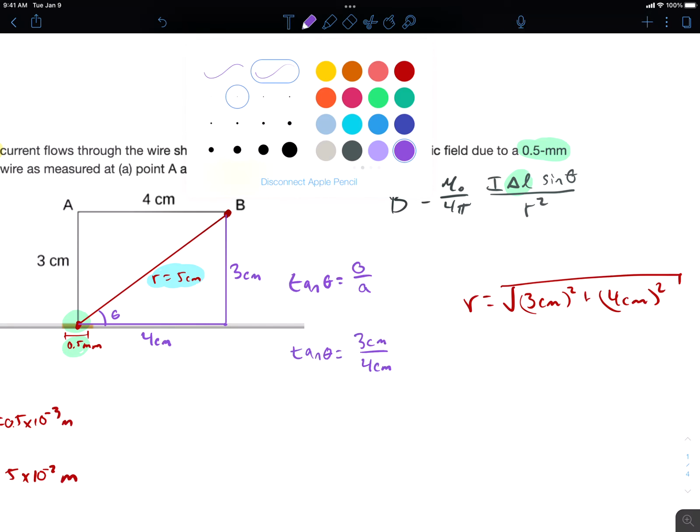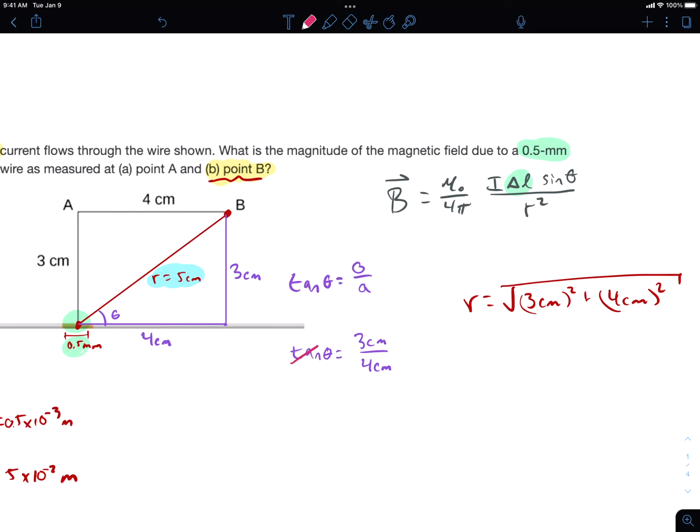So I need one more step here, which is to take the inverse of tangent to cancel it on both sides. And the way that I do this is I take the tangent inverse of both sides. Tangent inverse will give me the angle that I want. So theta is equal to tangent inverse of 3 over 4 centimeters, right?